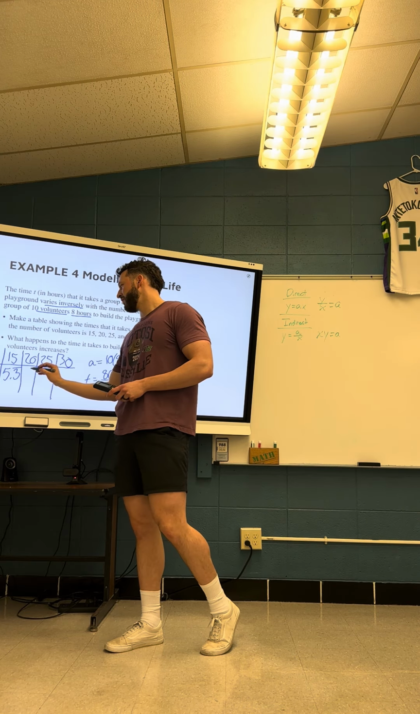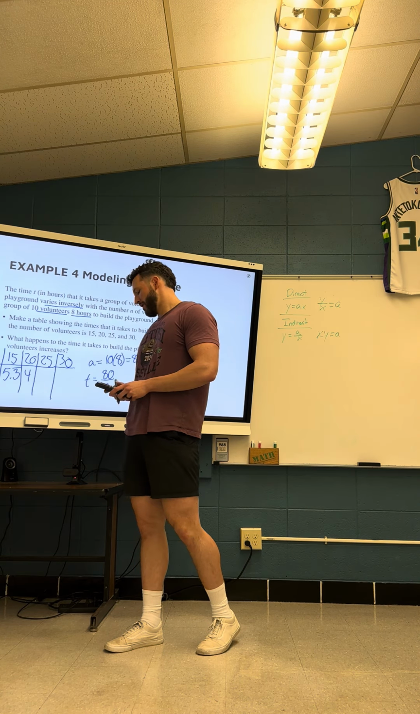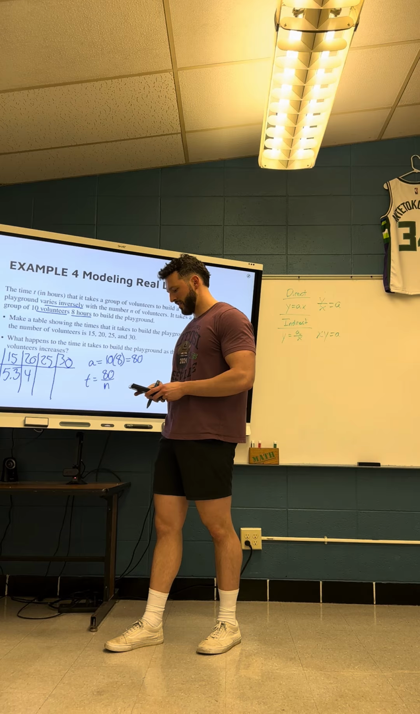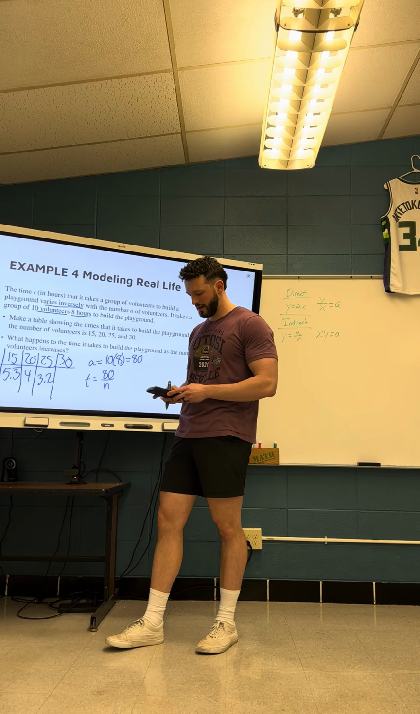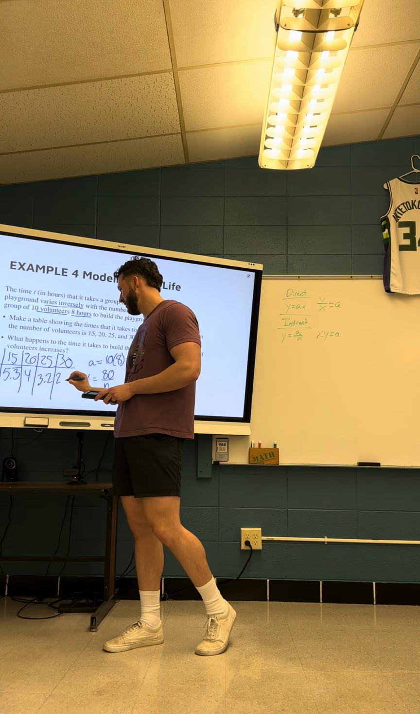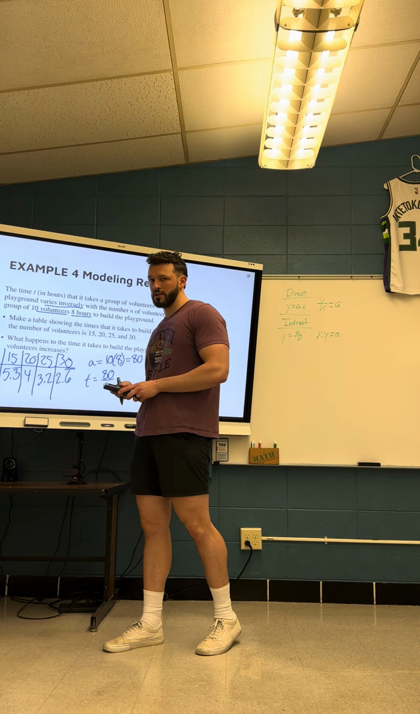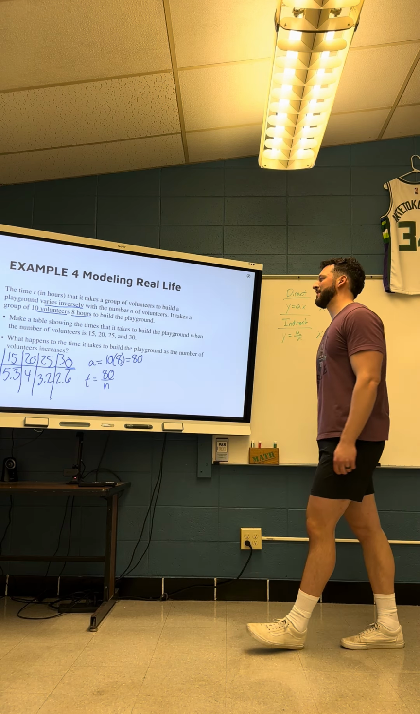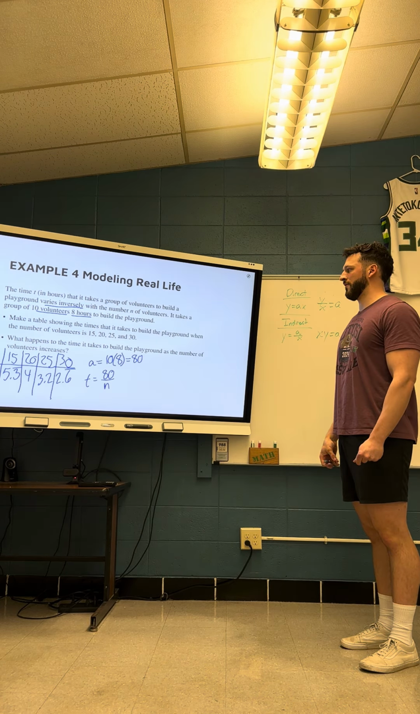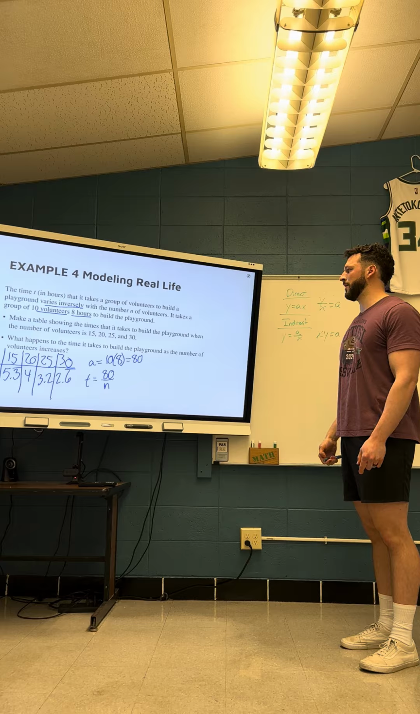80 divided by 20 next, that's going to be 4. 80 divided by 25, that's 3.2 exactly, and 80 divided by 30, 8/3, 2.6 repeating. And then we have it. There's our table that shows the times that it takes to build a playground when the number of volunteers is 15, 20, 25, and 30.